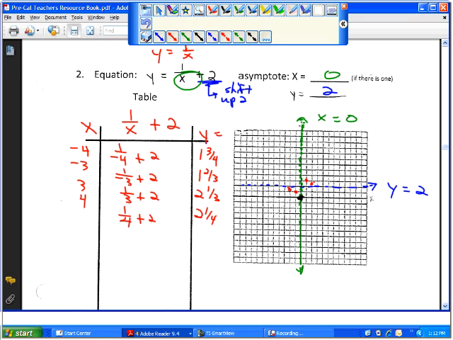So we got negative 4 and 1 and 3/4, which is somewhere in there, a little higher. Okay. So we got closer to that asymptote. That's good to see. Negative 3, 1 and 2/3 is here.